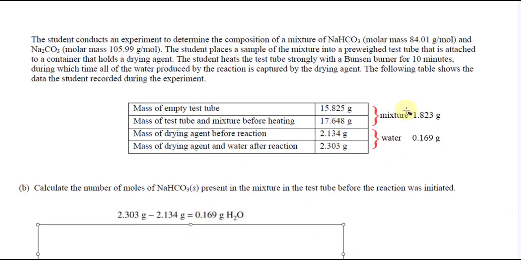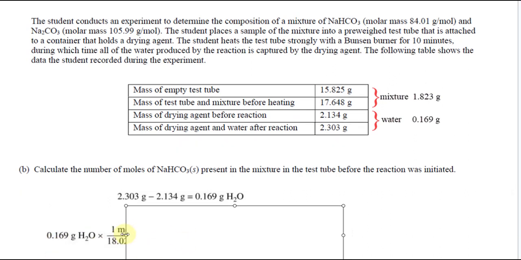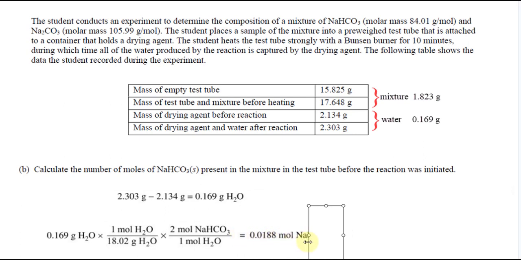They did the subtraction here, but you can just show a little caret there. And then once you've got that 0.0169 grams of water, you would show divided by 18, multiplied by 2. This is done beautifully, but if you just wrote the numbers down, that's all the proof they need. And then we have our answer, 0.0188 moles of sodium hydrogen carbonate.